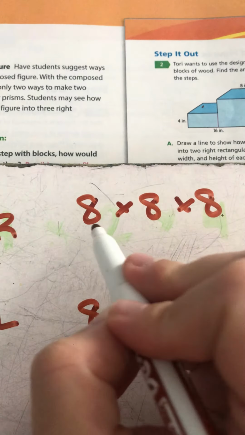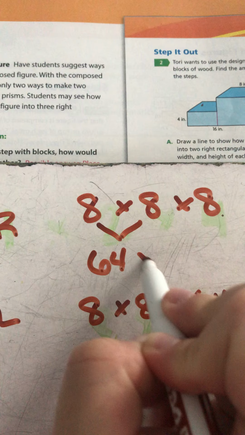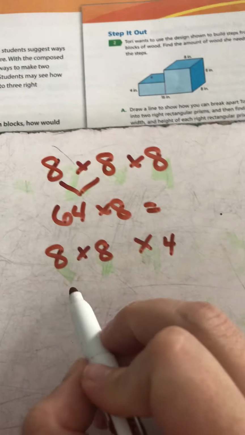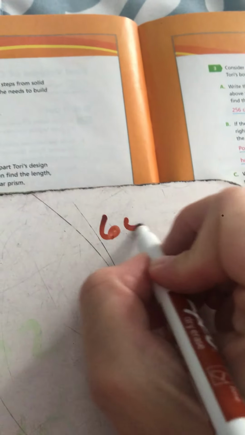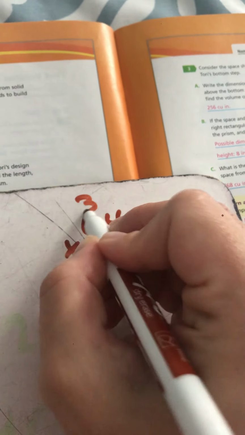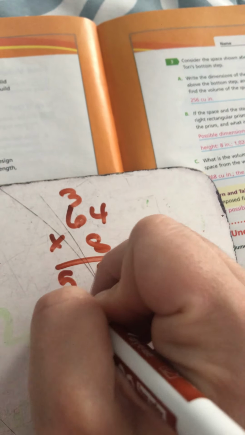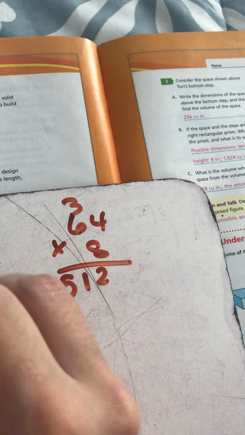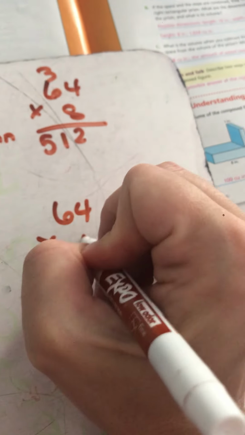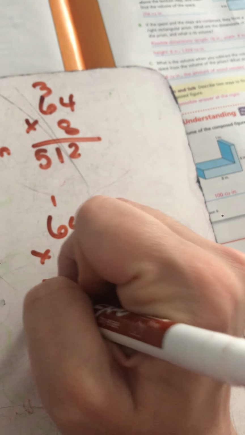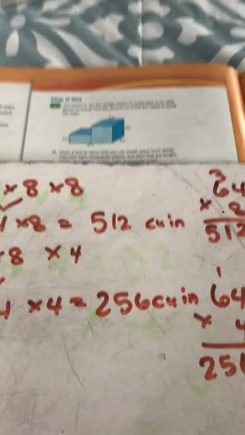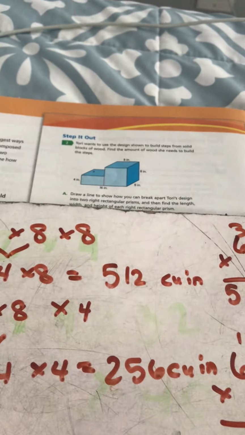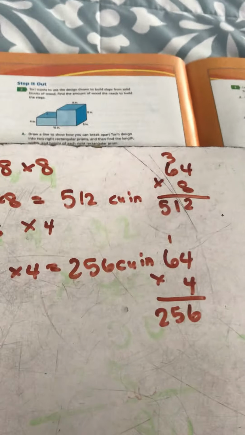Now let's solve. This would be 64 times 8, and this one will be 64 times 4. Let's do 64 times 8, 512 cubic inches. And then 64 times 4 is 256 cubic inches. Some of you are like, Ms. Marks, I just took this and divided it by 2 and got that. Awesome thinking. But I did it the long way just to explain it.